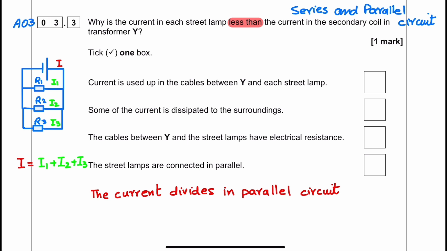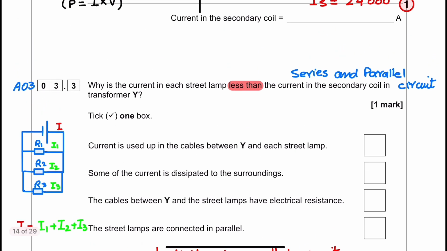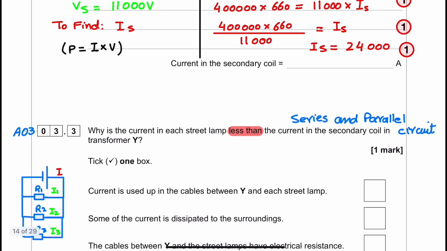3.3 is an AO3 question, and this question is from the topic of series and parallel circuits. Why is the current in each street lamp less than the current in the secondary coil in the transformer Y? We know that from the previous question, the value of the current in the secondary coil is 24,000 amperes, whereas the current flowing in each of the street lamps is quite a bit less than 24,000 amperes.